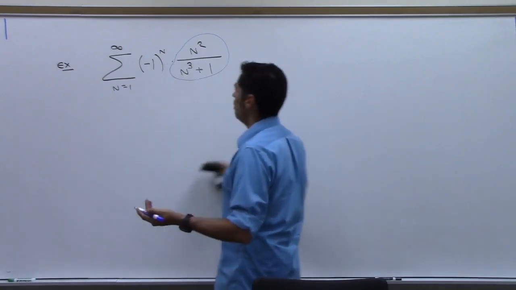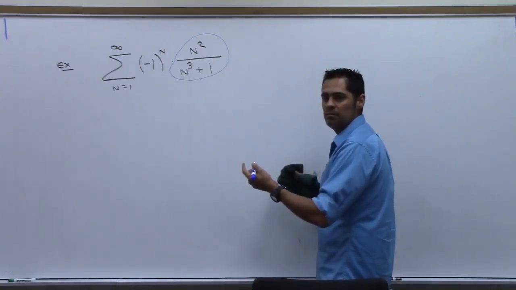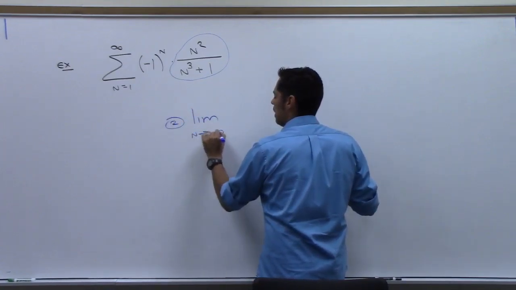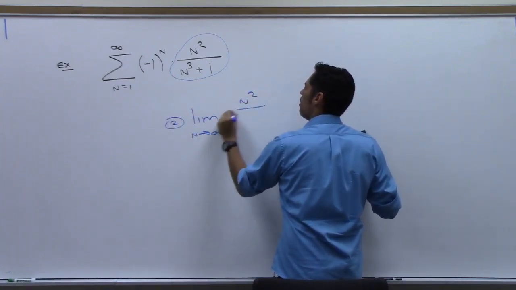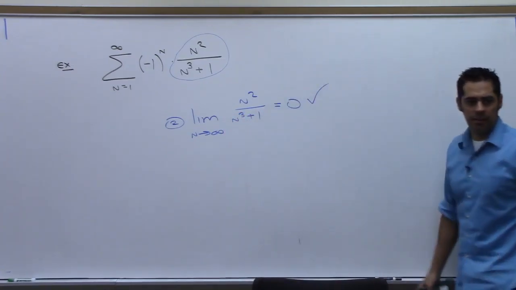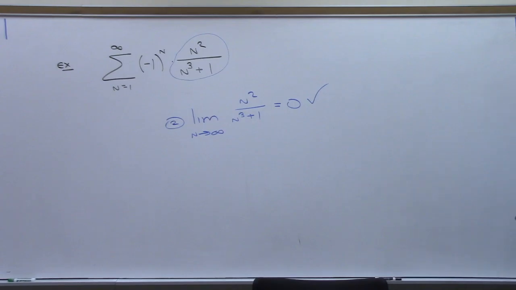All right, so what's the conclusion? We didn't show the second thing. The second thing we had to show was that the limit as n goes to infinity of n squared over n cubed is 0, but it is, right? I could do L'Hopital, but I'm not even going to show it. You're welcome.